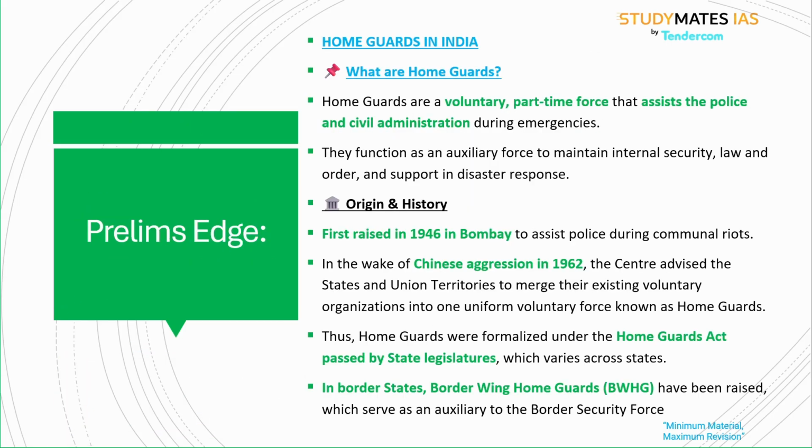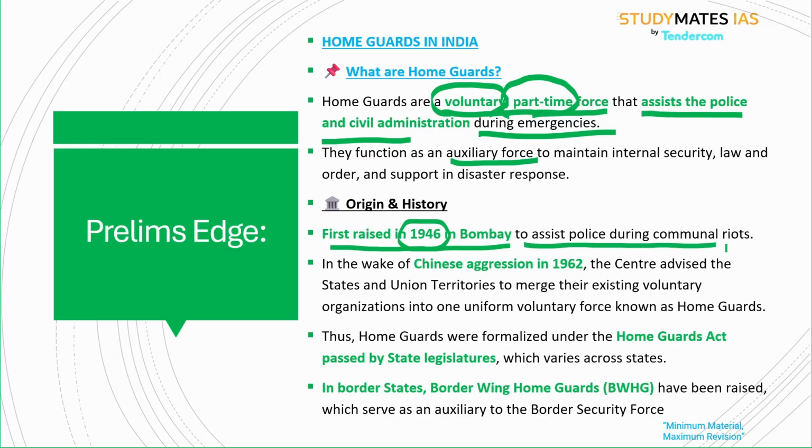Now, before going to theory, please share your thought process also in the comments about how you approach this question, and that will help someone else prepare. Now, home guards are a voluntary part-time force. Okay, so voluntary and part-time who assist police and civil administration during emergencies. So they are an auxiliary force. It was first raised in 1946 in Bombay to assist police during communal riot.